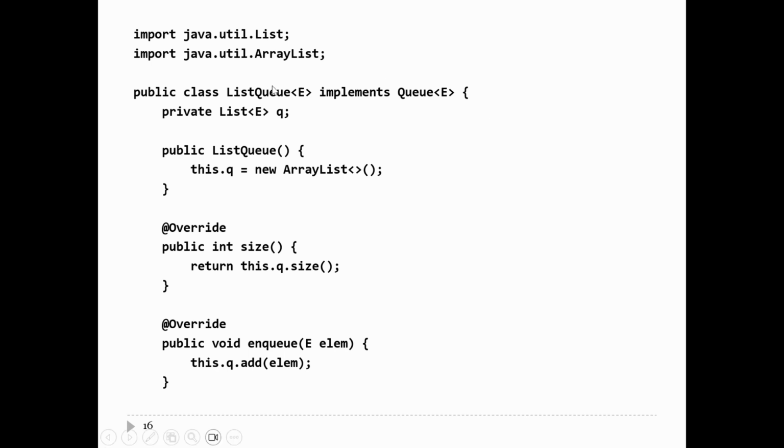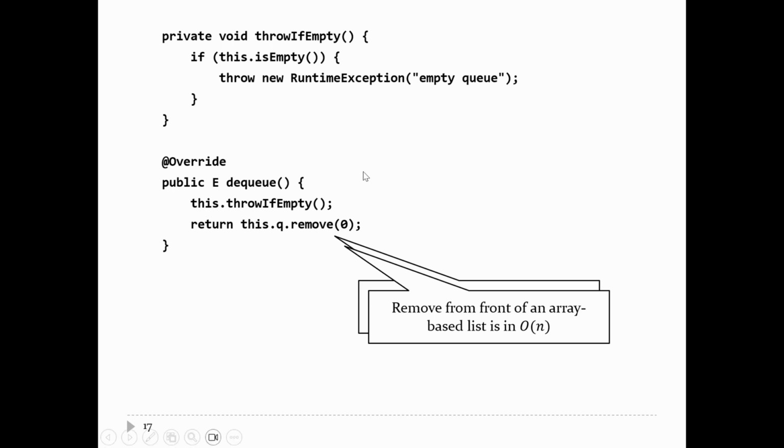So our list-based queue implements our queue interface. Internally, it has a list of elements of type E. You could make this an array list; I just made it a list. Our constructor makes a new array list and stores that in queue. Size is easy. It's just the size of the list. Enqueue, you just add to the end of the list. So this.queue.add. Dequeue, you remove the first element from the list.